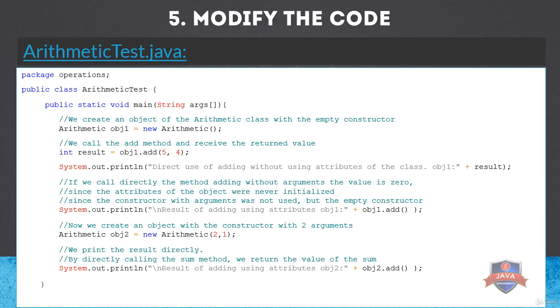So in this case, we're putting into practice the calling of the method directly without using the attributes of the class and passing arguments, and after that we are using the constructor with two arguments and using the add method but without passing any arguments. So this method is using the attributes of the class. We close the main method and we close the class.